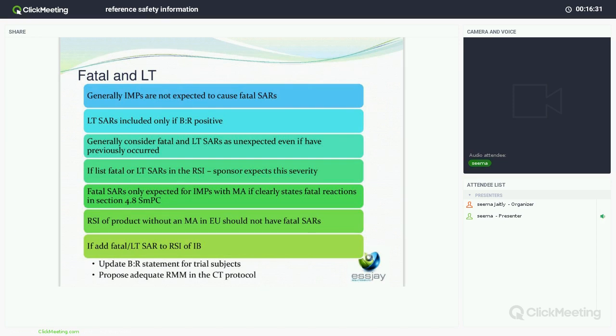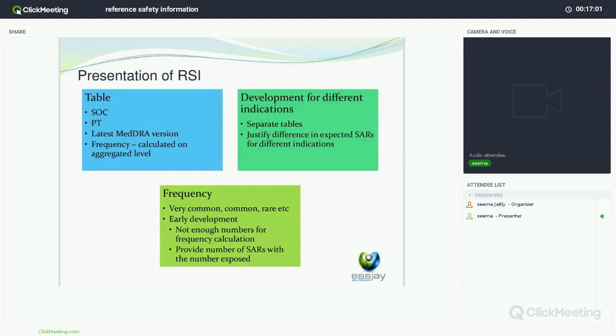Now, it doesn't mean that you can't present information on fatal and life-threatening events. It just means that from an expectedness perspective and looking at the reference safety information, this is not the appropriate place to put that. It would need to go into other sections within the IB, and that's where information can be added to either the effects in humans or summary of data and guidance for the investigator. So that information is there for the investigator, but it's not what you would consider as expected. So there are other ways of ensuring that information does go to the investigator.